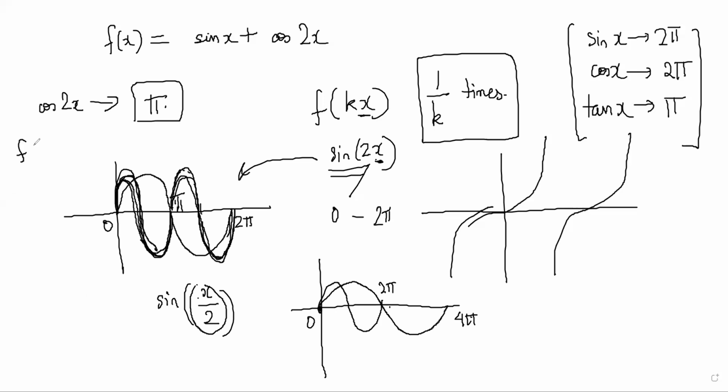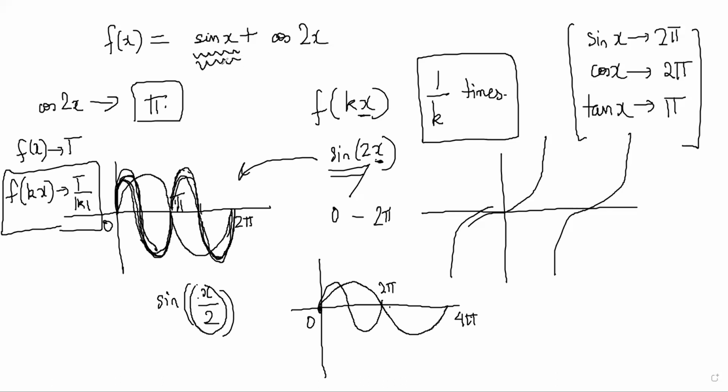So the logic is that if you have a function f of x with period t, then the function f of kx will have period t by mod k. And this is clear from the graphs of the functions. So you should understand that part.